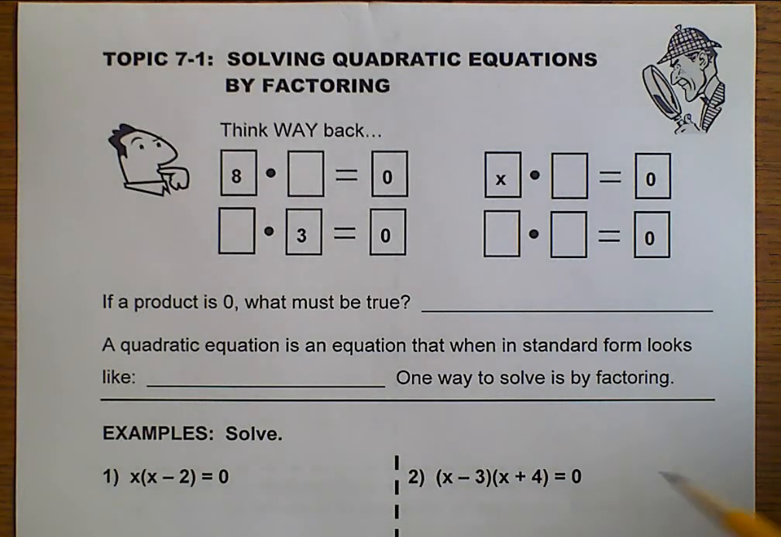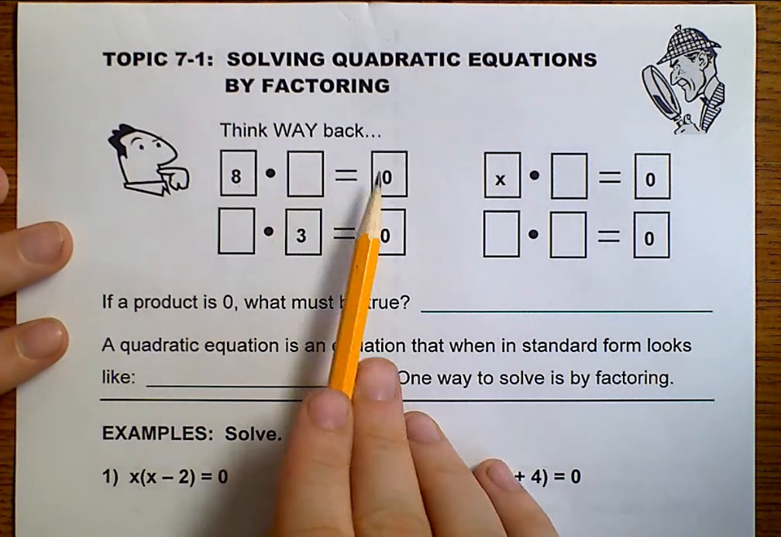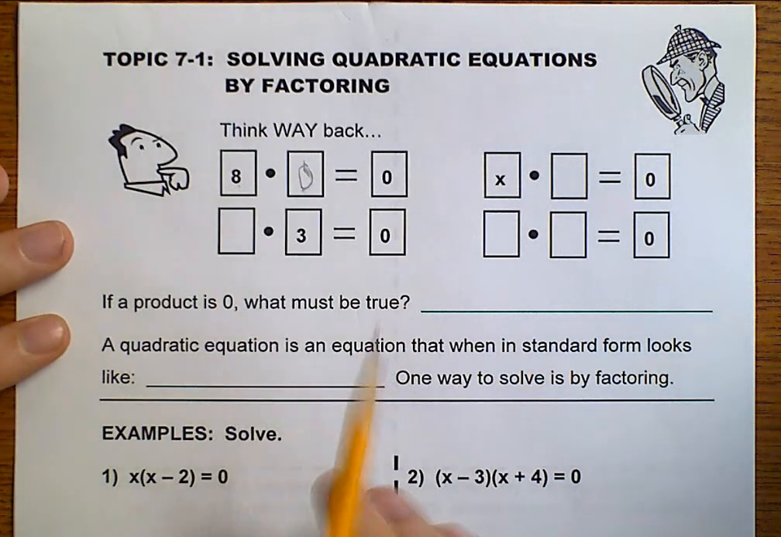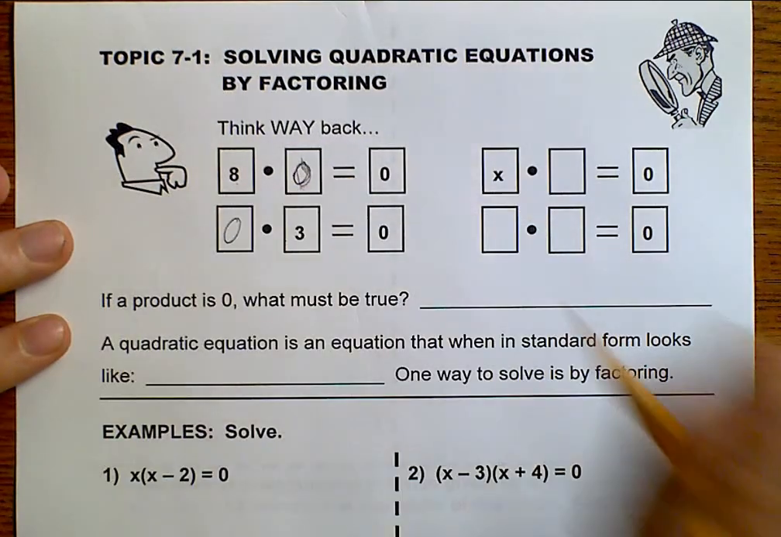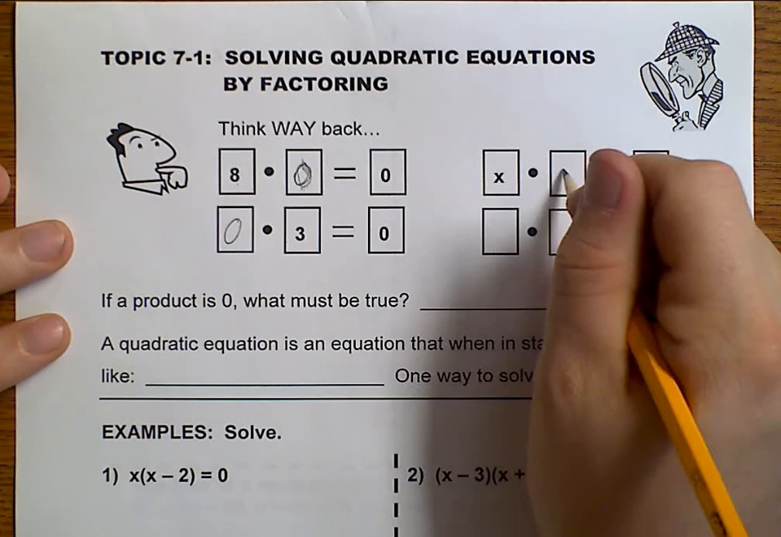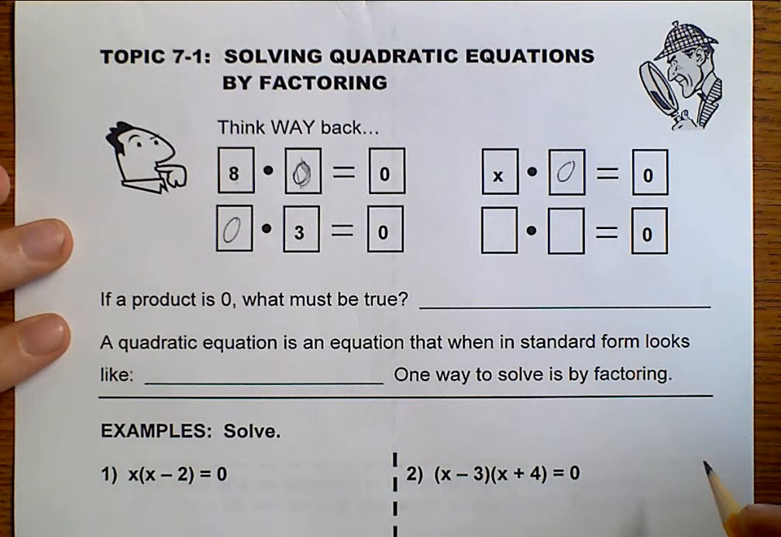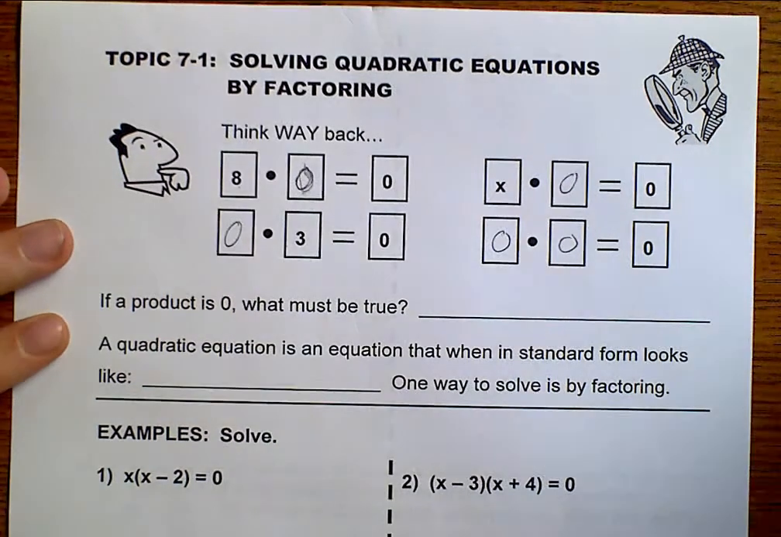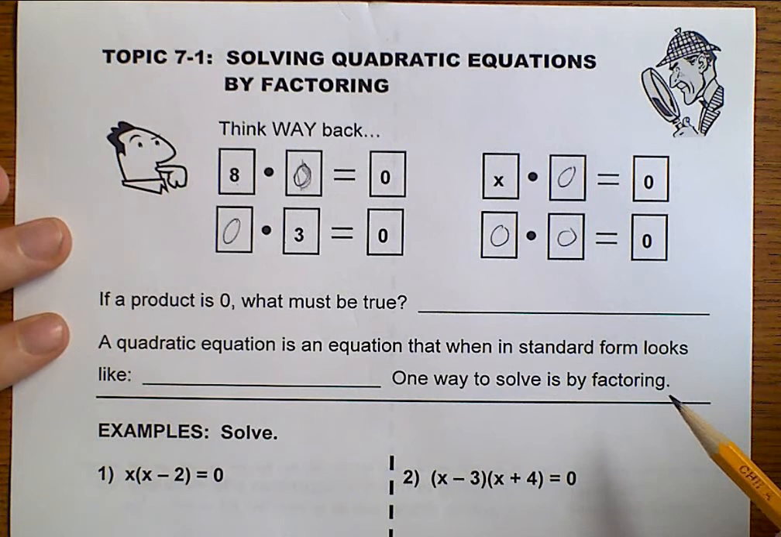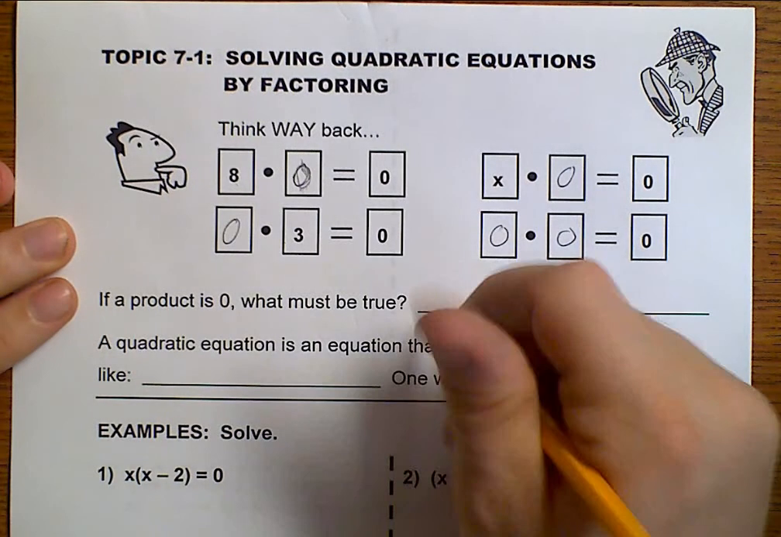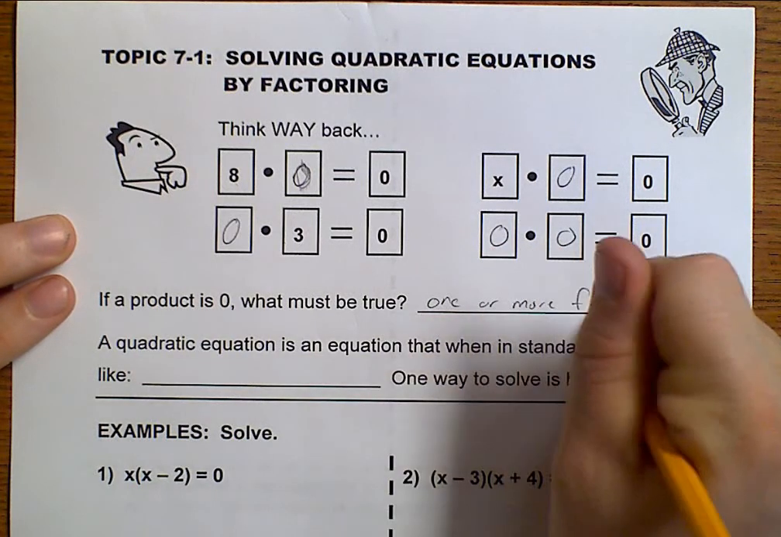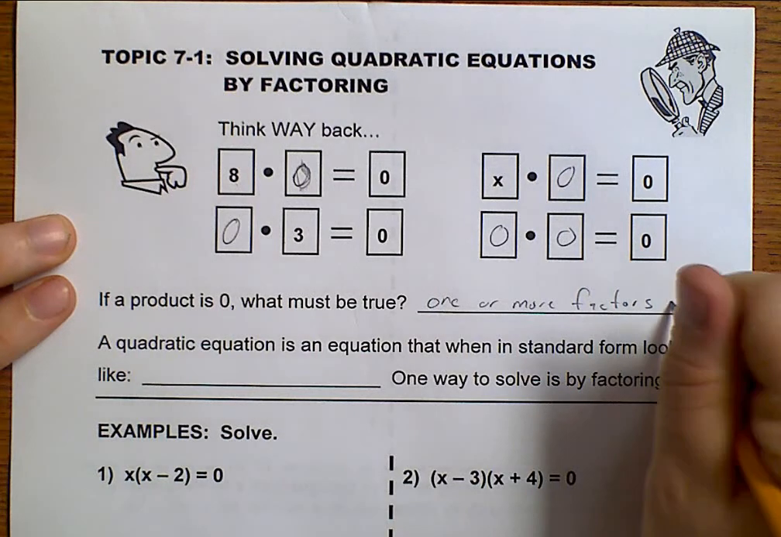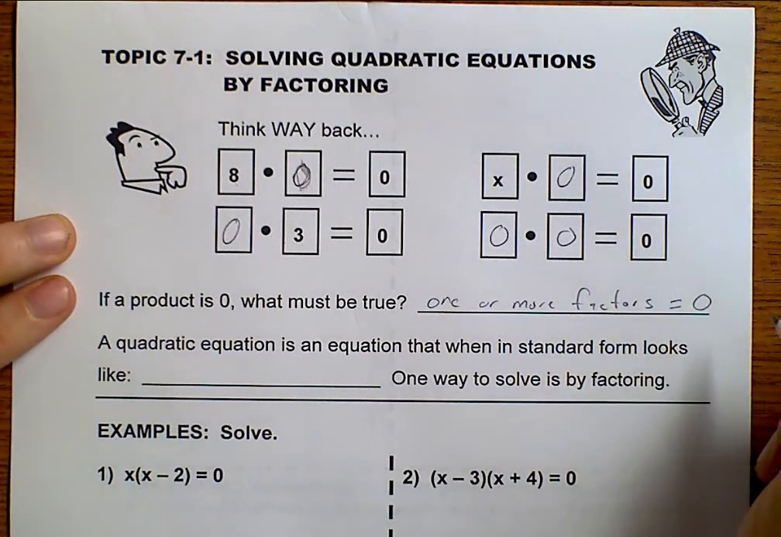So let's think back. What times 8 will give us 0? Well, 0 will. And what times 3 will give us 0? 0. So x times 0 will give us 0, and 0 times 0 will still give us 0. So for a product of 0, what must be true? That one or more factors equal 0. Okay? So if I can get one or more factors to be 0, then the product is 0.